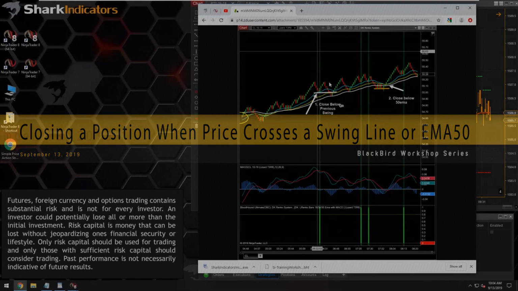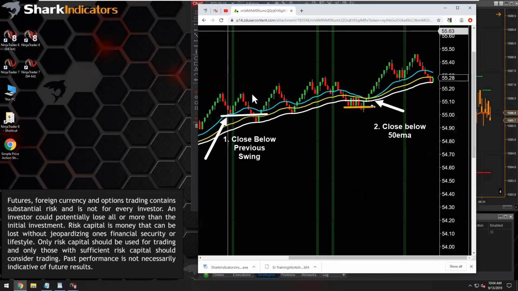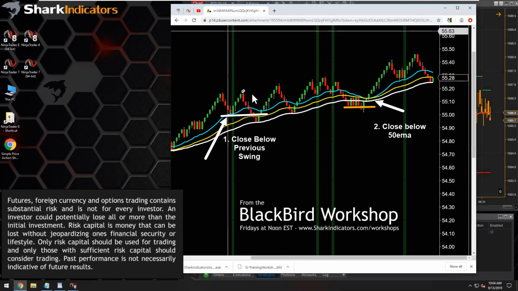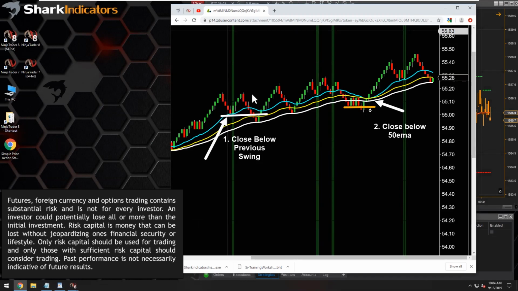Screenshot here that David had sent in with his question. The question is about closing out a position if price breaks a previous swing low or swing high, depending on the direction of your trade, or if price crosses a moving average. So in this case, a 50 EMA here.